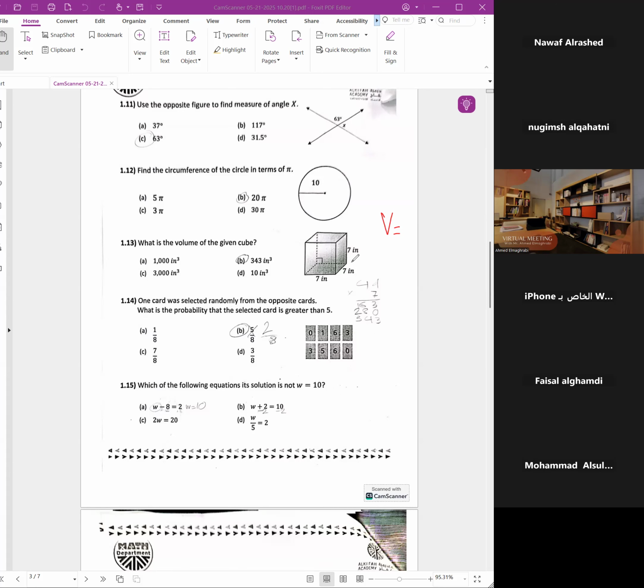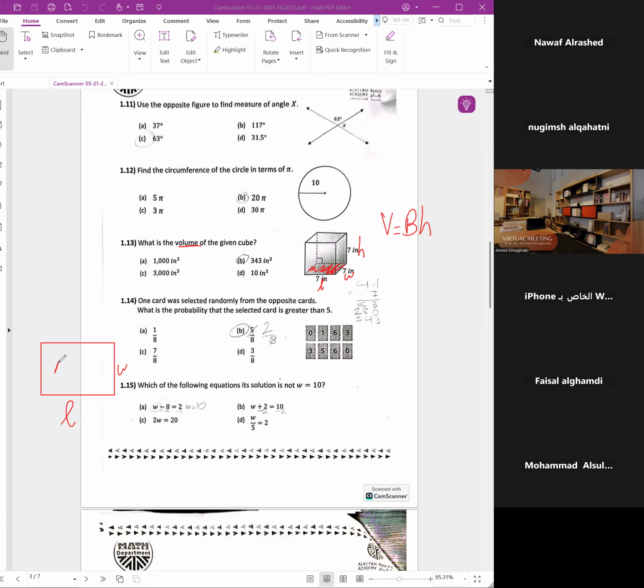Okay, listen. The volume of any 3D shape like this one is equal to the area of the base times height. Here in the base we have this number, we call it length, and this number is width, and this number is height. If you draw a rectangle like this one, this is the length and this one is the width.